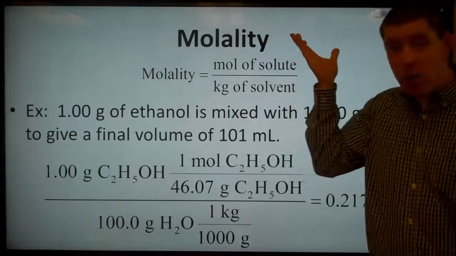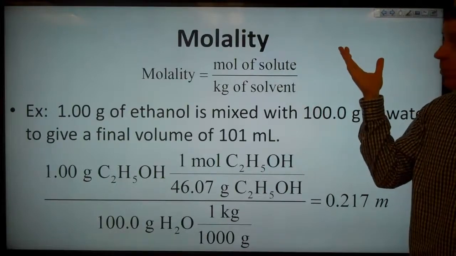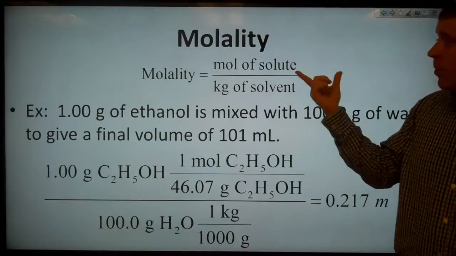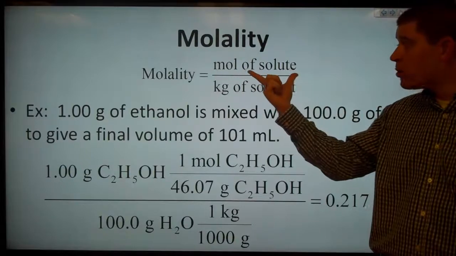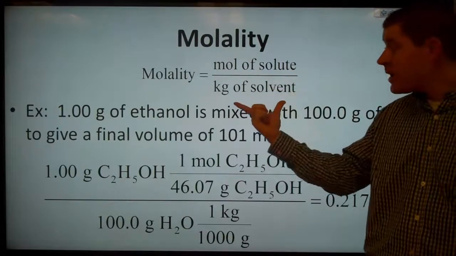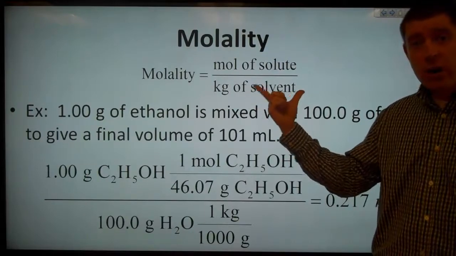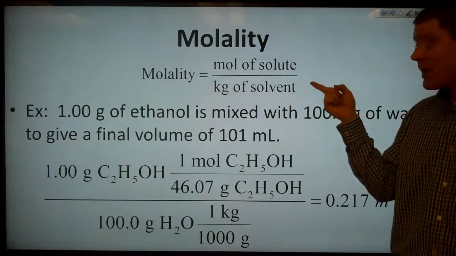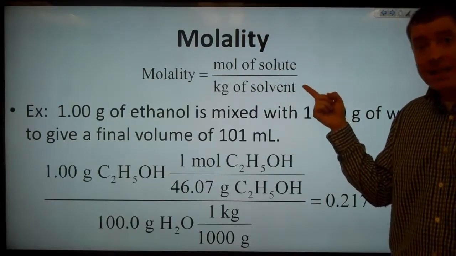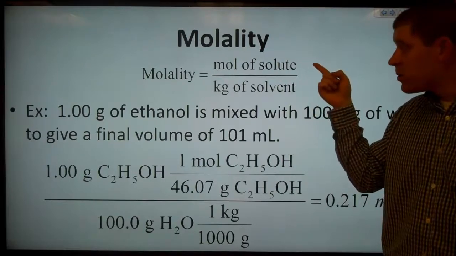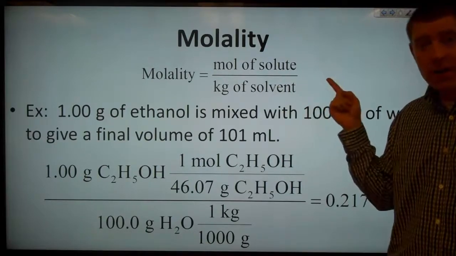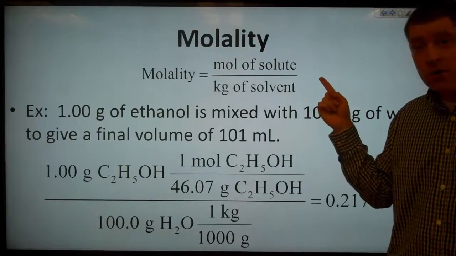So now let's look at molality. This is not molarity, but molality. Molality is the number of moles of our solute divided by kilograms of solvent. Note that this is different than molarity, because molarity was moles of solute divided by liters of solution. In this case, we have moles of solute divided by kilograms of solvent, not kilograms of solution.